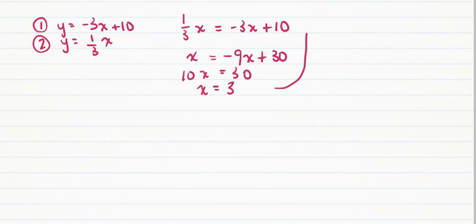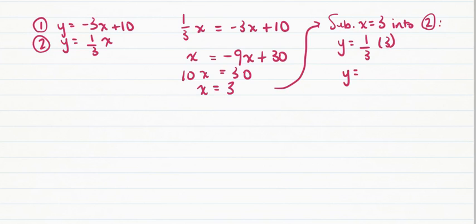To find the y-coordinate of the point of intersection, I substitute x = 3 into one of these equations. Let's substitute it into equation 2. So I get y = 1/3 × 3, and so y is equal to 1. So the point of intersection of those two lines is, and I'm going to call it point G because that's what we had labeled it on the graph, point G is (3, 1).